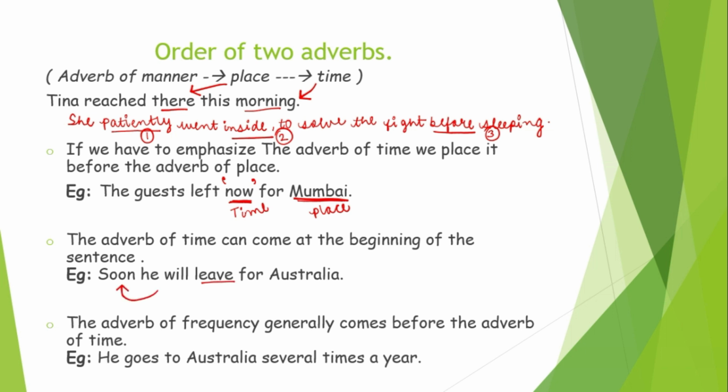Soon. So this is the adverb of time. It can come in the beginning of the sentence also. The next thing, the adverb of frequency generally comes before the adverb of time. Okay. So here the adverb of time is the year. Yes. And which is the adverb of frequency? Several times. Yes. So the adverb of frequency comes before the adverb of time. So I hope so much is clear.